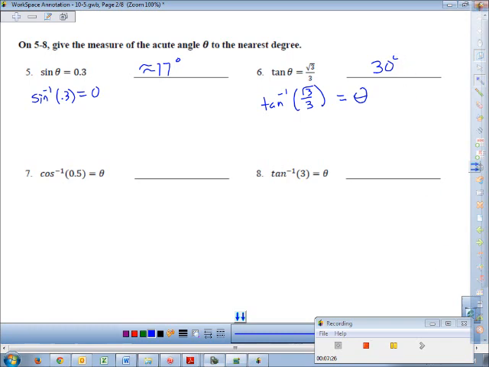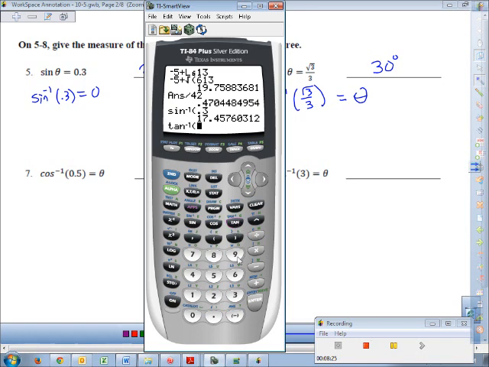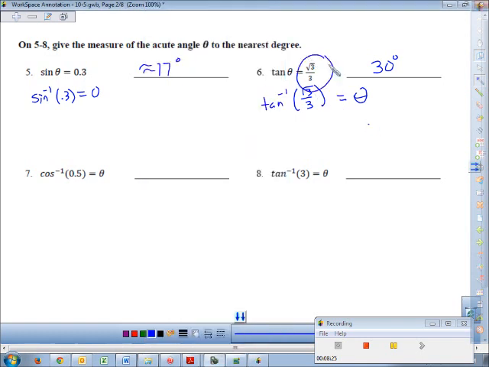You better type it in correctly. You've got to put parentheses. It does it automatically. The tangent inverse of the square root of 3, you need to close that parenthesis, divided by 3, and close that parenthesis, and you will get 30 back. Numbers look familiar?